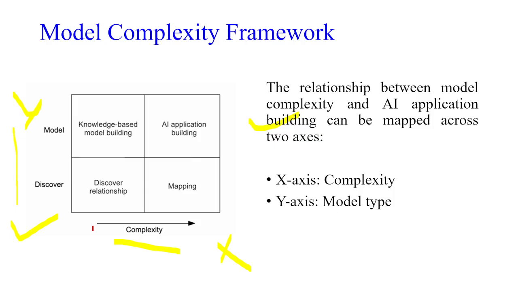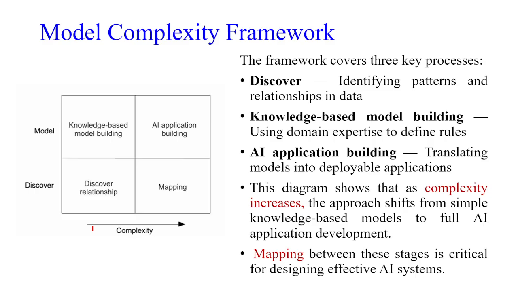So next, we will talk about the framework of model complexity. There are three key processes here. The first one is the discover process. This is the starting point. At this stage, we are identifying patterns and relationships in data. This is what data mining and knowledge discovery do. They look at raw data and find hidden patterns that are not immediately obvious.